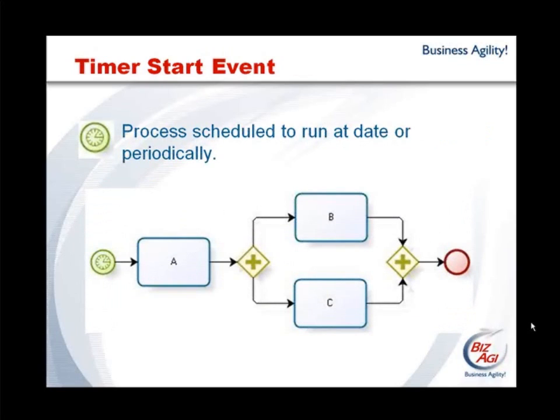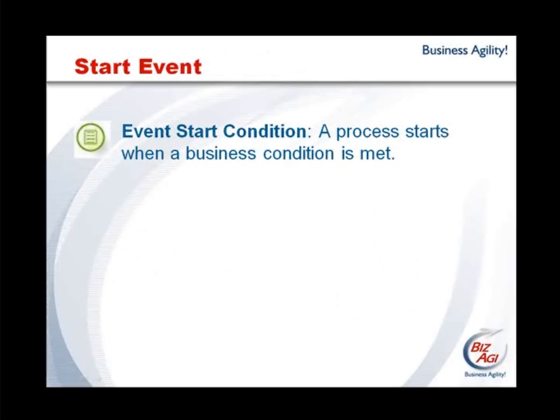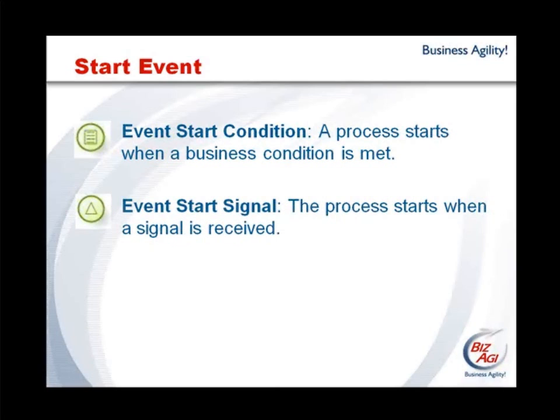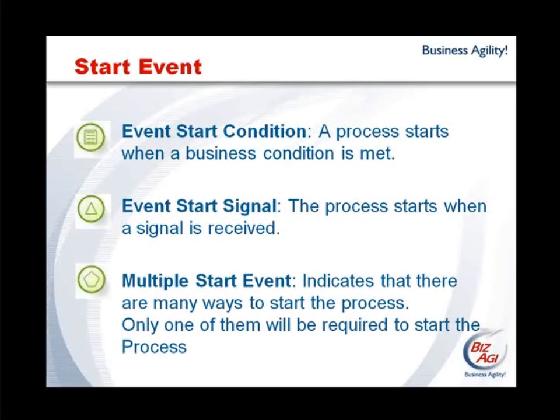The timer start event indicates that a process starts at certain times or on a specified date. The conditional start event indicates that a process starts when a business condition is met. The signal start event indicates that a process starts when a signal coming from another process is captured. Bear in mind that this signal is not a message, i.e., messages have clearly defined who sent them and who receives them. The multiple start event indicates that there are many ways to initiate the process and that when one of them is fulfilled, the process starts.